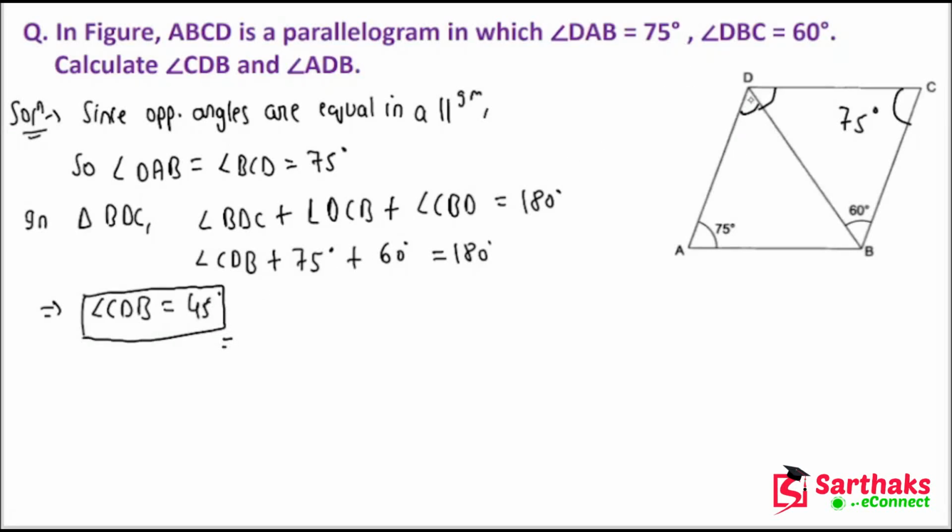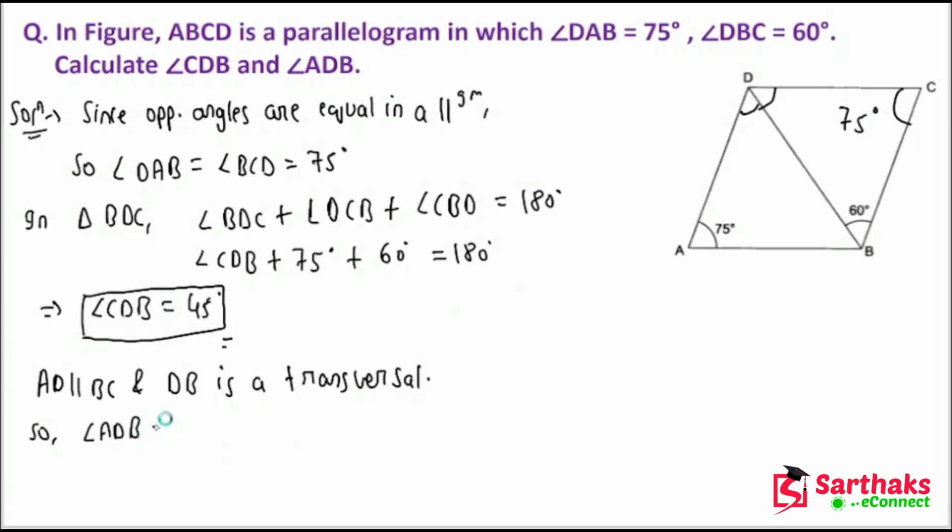Now we have to calculate angle ADB. Let us first write AD is parallel to BC and DB is a transversal. Now it is easier to explain. AD is parallel to BC because it is a parallelogram, so opposite sides are parallel, and DB is working as a transversal. So you can clearly see that angle CBD and angle ADB are alternate interior angles, right? So angle ADB is equal to angle CBD, which is equal to 60 degree.